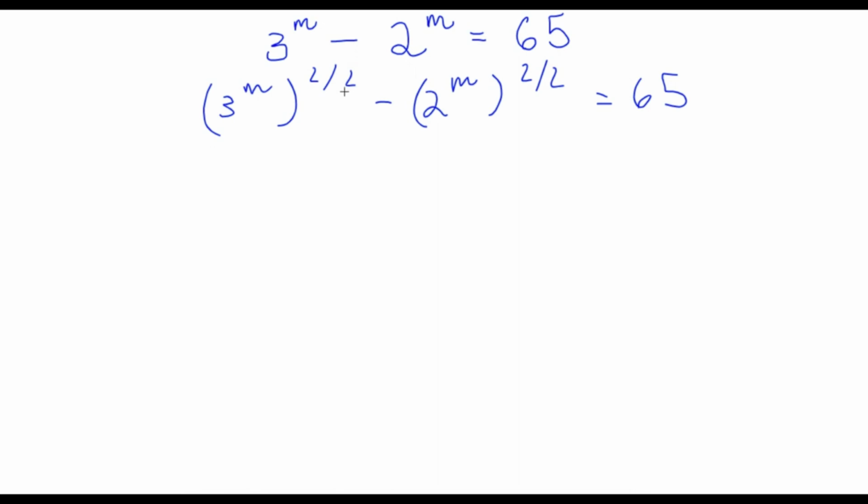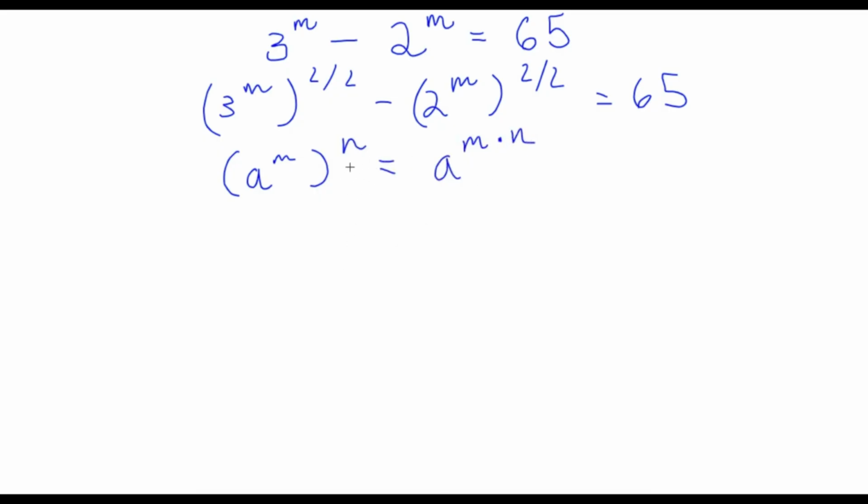Now 2 over 2, this is the same thing as 1. So we're basically saying 3 to the power of m to the power of 1, which is the same thing as 3 to the power of m. So we didn't make any major changes here. Now if we have something in the form a to the power of m to the power of n, this is equal to a to the power of m times n.